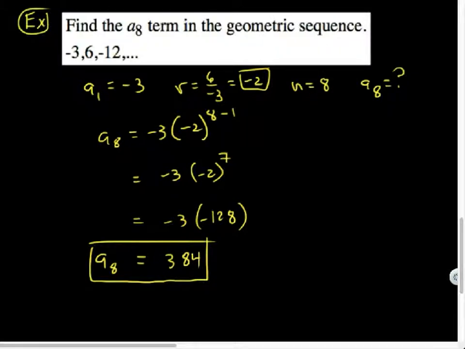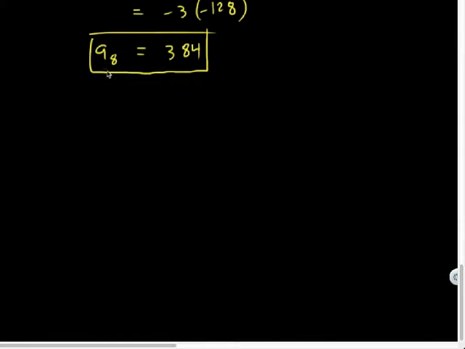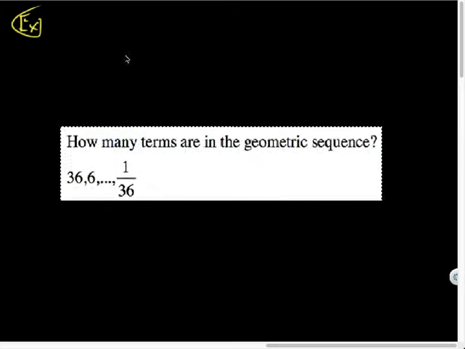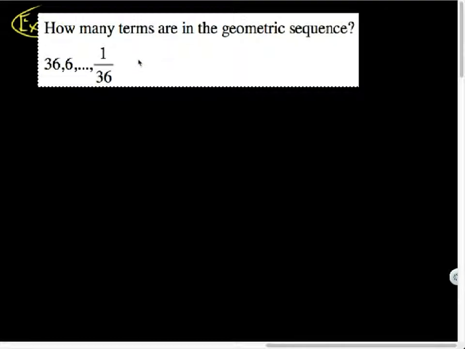I like this. Oh, I don't know if I'll fit this over here. Ah, blast. I'm sorry for my language, friends. Example. Whoa. So write this down. How many terms are in the geometric sequence? Right here. 36, 6, dot, dot, dot, 1/36.